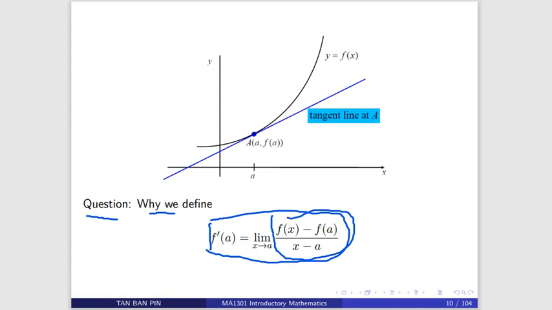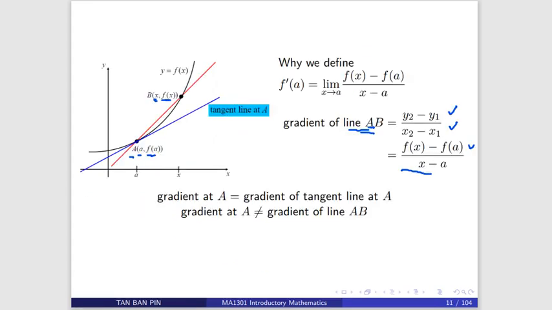To answer why you define f prime of a to be the limit as x tends to a, let's see why you consider x tends to a. If you look at the blue line and the red line, of course the gradients are not the same. The gradient at A is the gradient of the tangent line at A. Of course, it's not the same as the gradient of the line AB, which is the red line. There are two different lines.